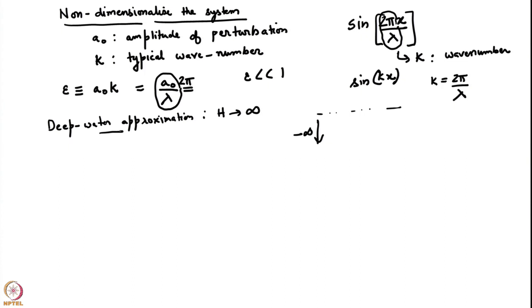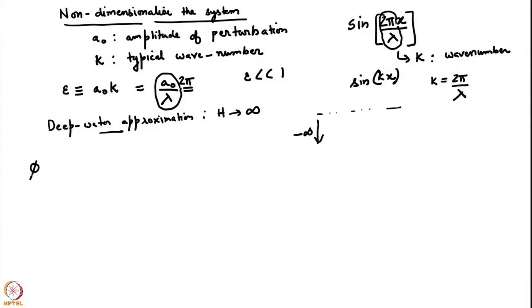So, the two length scales are A naught and lambda, and when epsilon is much less than 1, it means that A naught is much smaller than lambda. With that in mind, let us now define the non-dimensional scales for our problem.